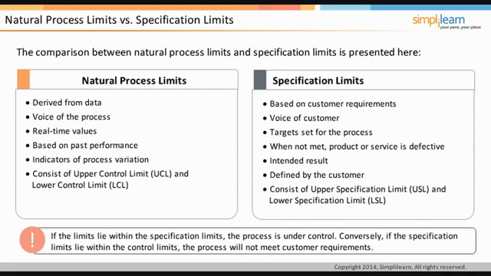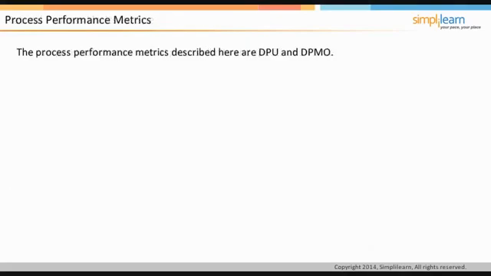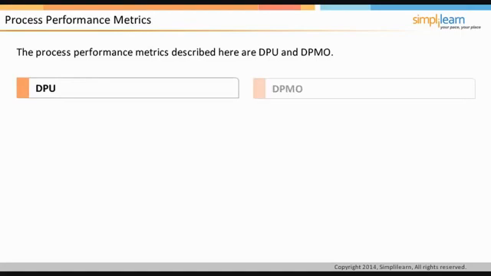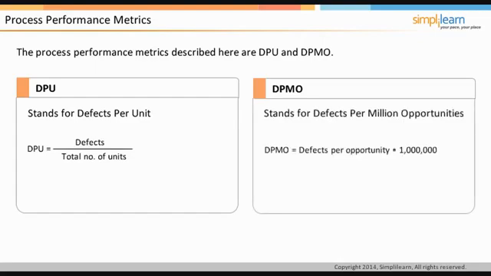In the following screen, we will look at process performance metrics and how they are calculated. The two major metrics used to measure process performance are defects per unit, or DPU, and defects per million opportunities, or DPMO. DPU is calculated by dividing the number of defects by the total number of units. DPMO is calculated by multiplying the defects per opportunity with 1 million. In the following screen, we will look at an example for calculating process performance.